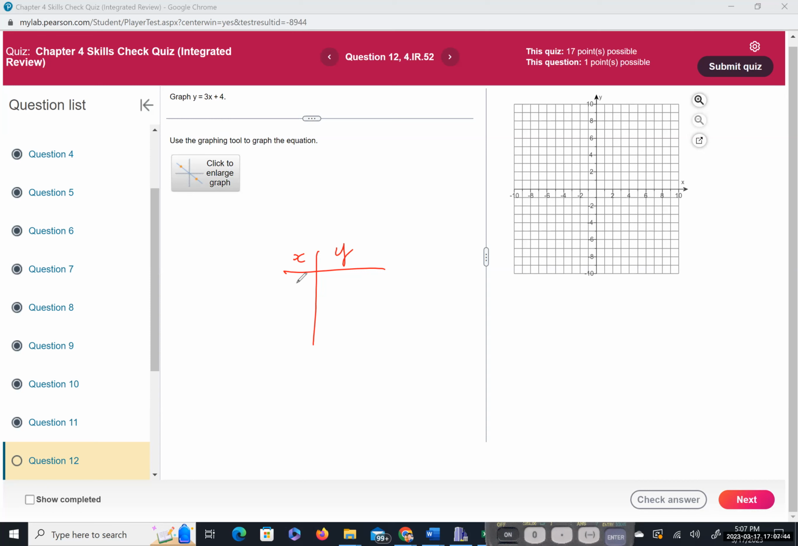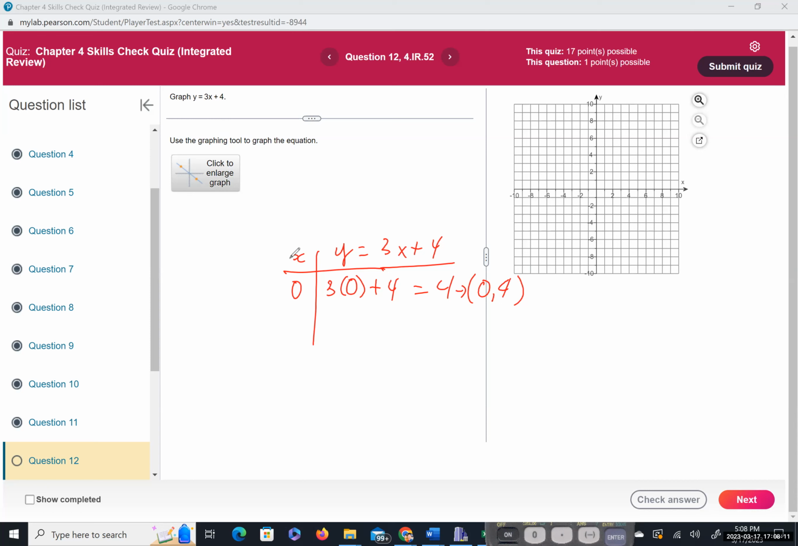Let's say I'm going to choose 0 for x, an easy value, right? So what is y going to be? You have 3 times 0 plus 4, because y equals 3x plus 4, right? You know that, right? So 3 times 0 plus 4 is going to be 4. So we have the point, the coordinate, 0, 4, right?